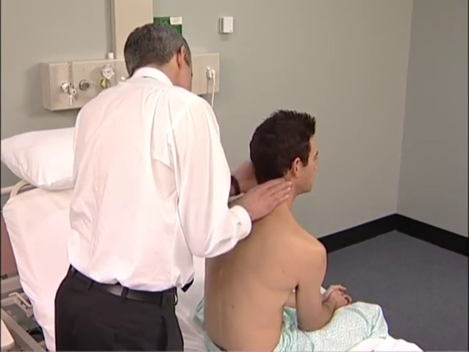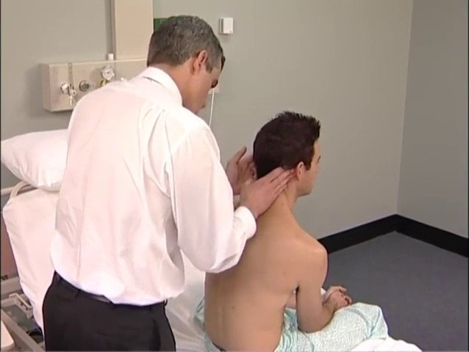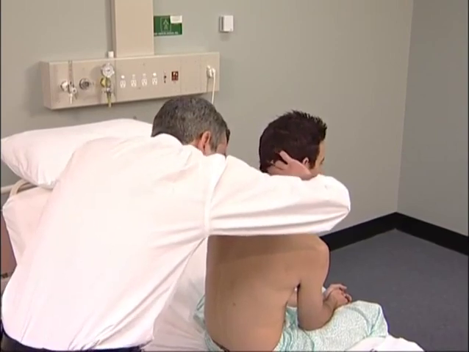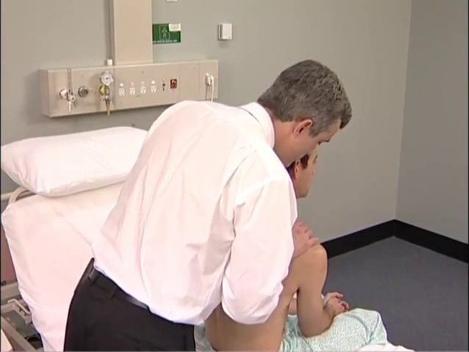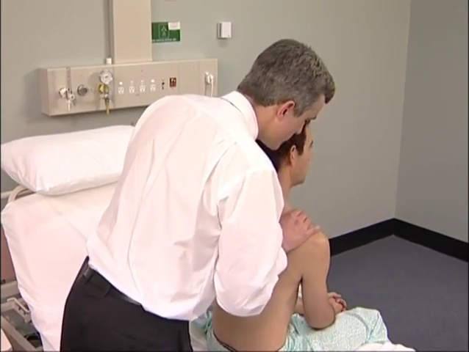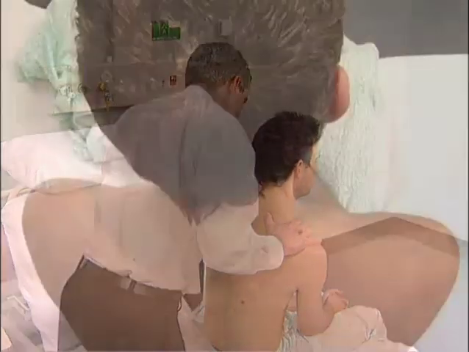This is easy if the patient is sitting in a chair, but may otherwise mean climbing onto the bed behind the patient. From this position, upper lobe expansion can now be assessed. Take a deep breath for me, please. The clavicle should move up the same amount on each side as the patient breathes in. And another one.